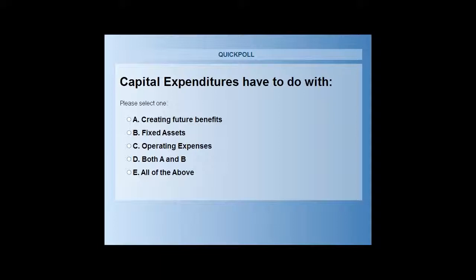People think about creating future benefits. We had about 10% talk about that. Fixed assets, we had about 20%. No one selected operating expenses, and we had about 40% select A and B, and then the remaining selected all of the above. So, what's the right answer, Roz?